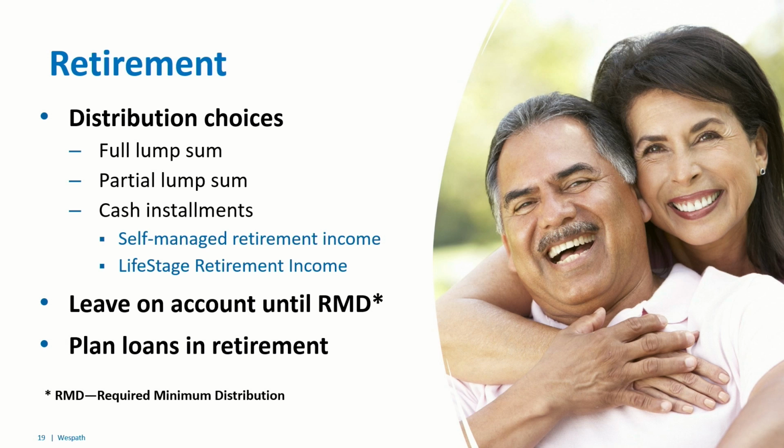You can always leave it on account and defer receiving any of that income, but upon the attainment of age 73 this year, then you have to take a required minimum distribution. And this information was provided in the second quarter UMPIP webinar that we did. And somewhat uncommon in the retirement world is that even though you retire from the plan here, you can still take out plan loans in retirement. That's something in the secular world that you never really hear of.